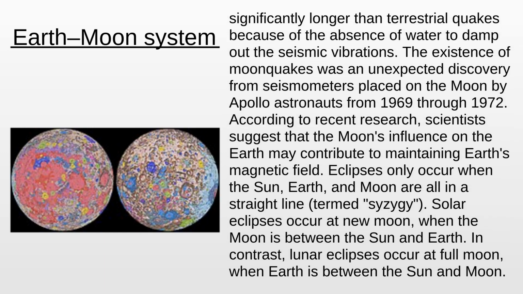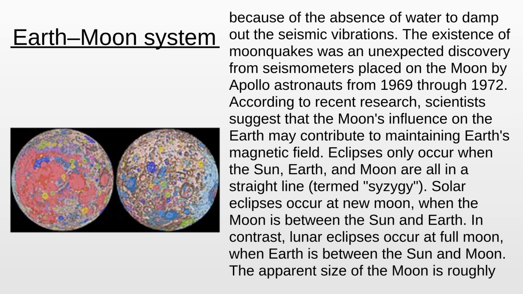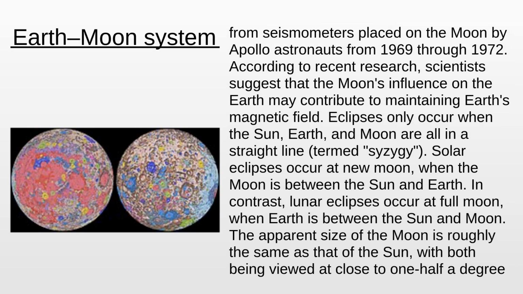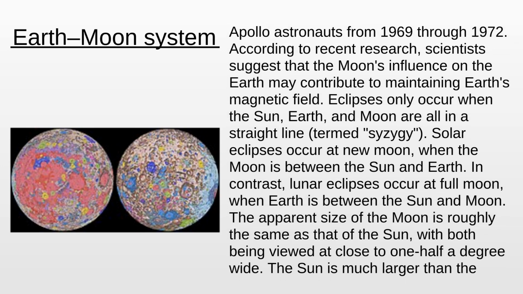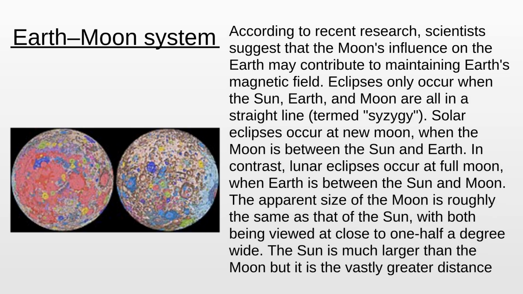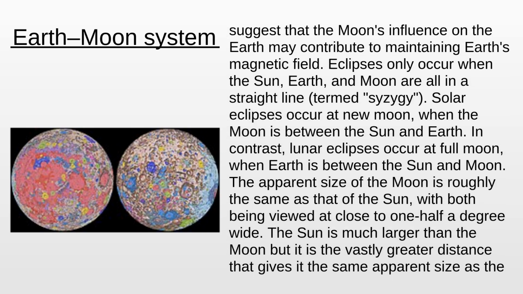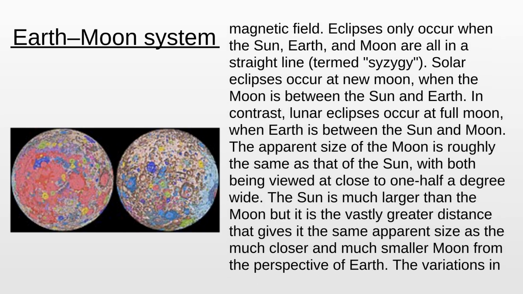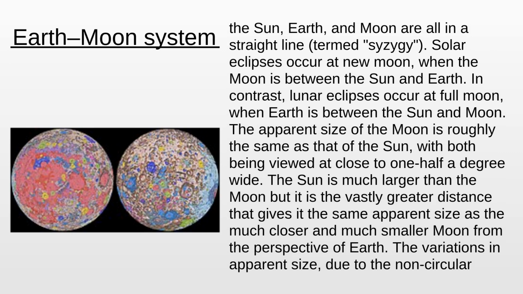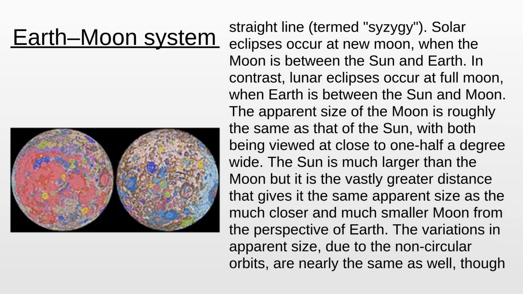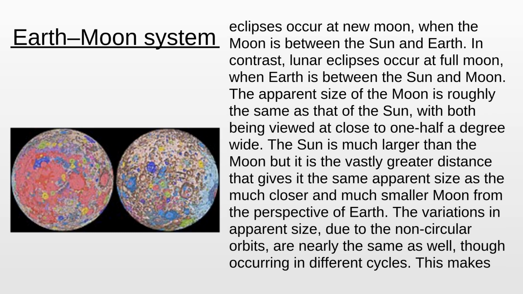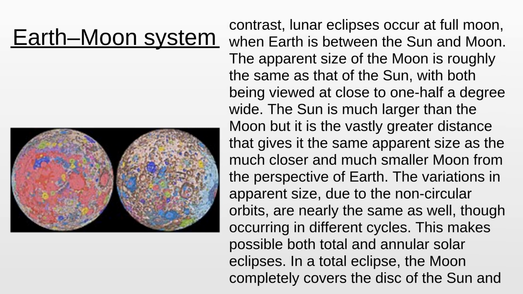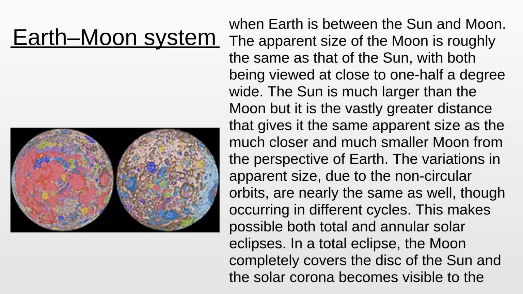The cumulative effects of stress built up by these tidal forces produces moonquakes. Moonquakes are much less common and weaker than are earthquakes, although moonquakes can last for up to an hour, significantly longer than terrestrial quakes because of the absence of water to damp out the seismic vibrations. The existence of moonquakes was an unexpected discovery from seismometers placed on the Moon by Apollo astronauts from 1969 through 1972. According to recent research, scientists suggest that the Moon's influence on the Earth may contribute to maintaining Earth's magnetic field. Eclipses only occur when the Sun, Earth, and Moon are all in a straight line, termed syzygy.